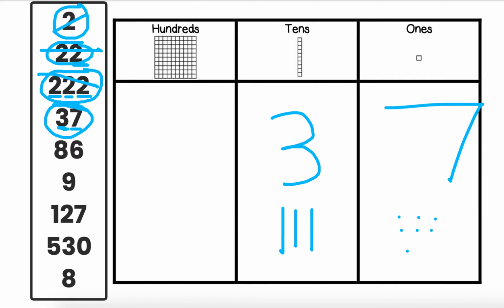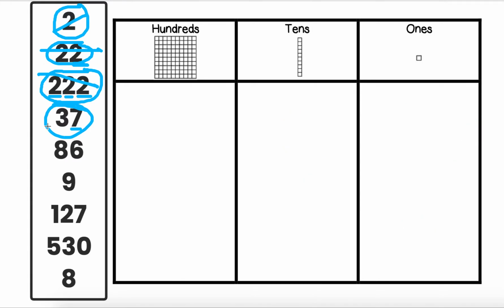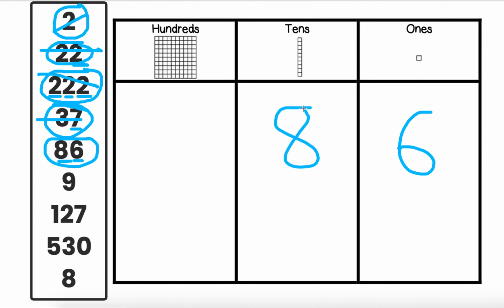Let's do some more examples. I'm going to get rid of these here. Now I have the number 86. I have the number 6 in my ones place. We always start with the ones. So I have my number 6 here, and I have the 8 in the next place. I'm not going to put them in the same place. I have to split them up. So now I have my number 86.